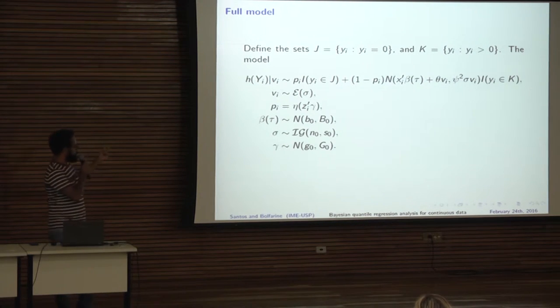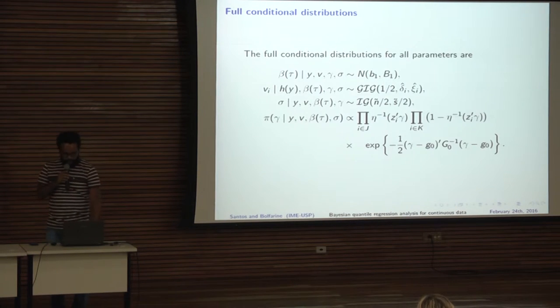Here, just a detail: we're going to use the H function to transform the data so we can match the support of the asymmetric Laplace distribution and the response. For the priors, we're going to use a normal prior for beta, tau, and gamma. And for sigma, we're going to consider an inverse gamma distribution as the prior. If you do the math, you're going to find the full conditional distribution for each parameter.